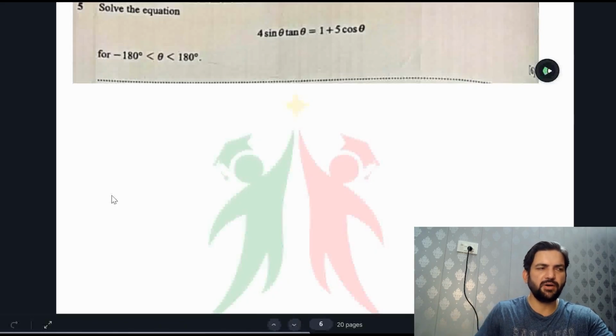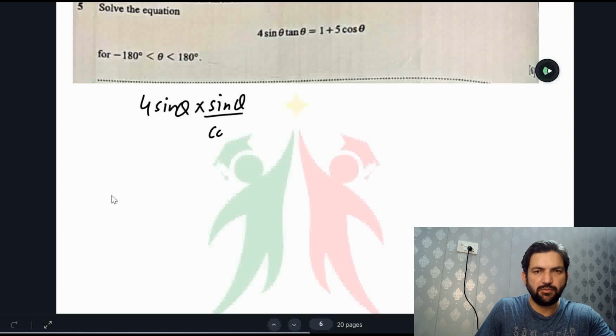In question number 5, we have to solve this equation: 4 sine theta tan theta equals 1 plus 5 cos theta. In trigonometry, we always try to write it in the simplest form, and we will try to write it in one trigonometric function.